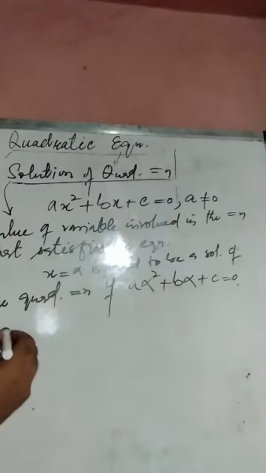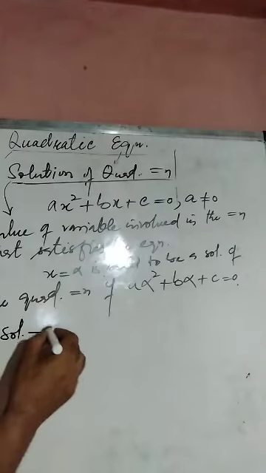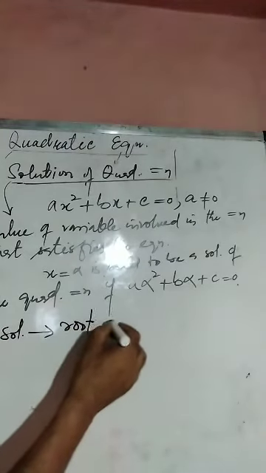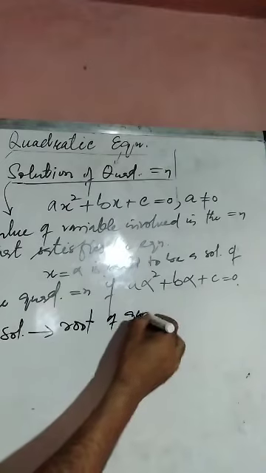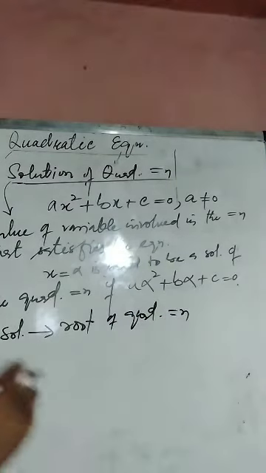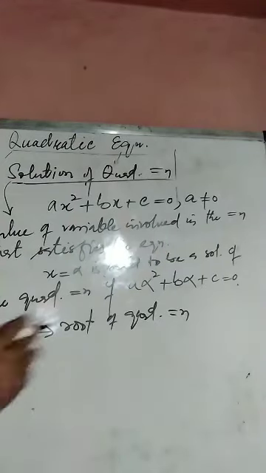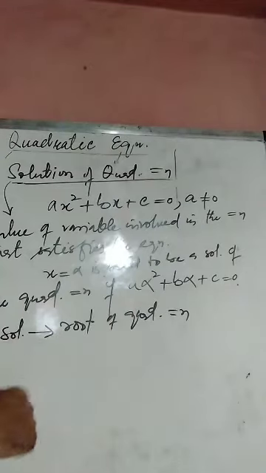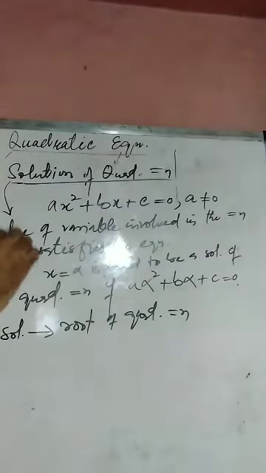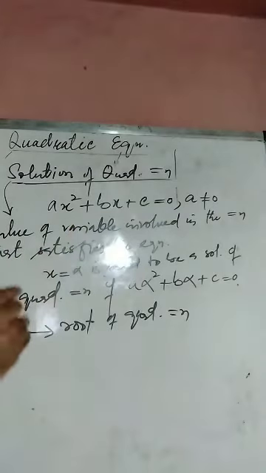Dear students, solution of a quadratic equation is also termed as a root of the quadratic equation. Solution is also termed as root of quadratic equation. What is solution actually? It is the value of the variable. Here the variable is x. So the value of x that satisfies the given equation ax square plus bx plus c equal to 0 will be known as the solution or root of the quadratic equation.